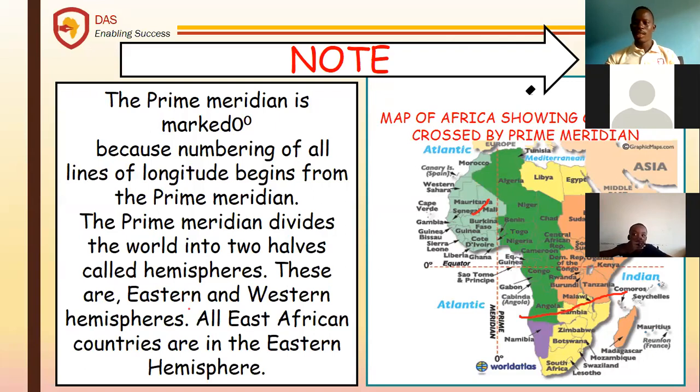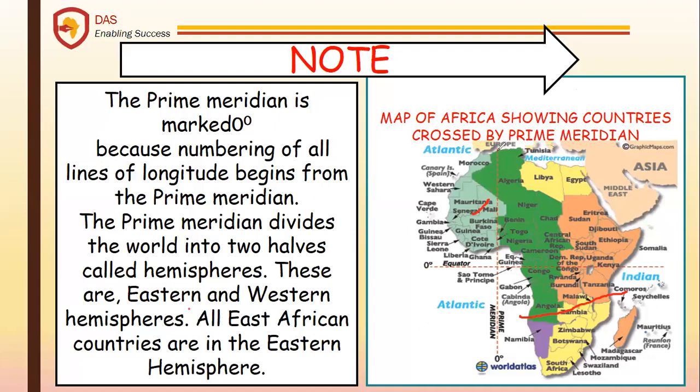Now, I want you to study this map carefully. Look at the map, my dear people. Here is the prime meridian, also called the Greenwich meridian. I'm drawing it. This is where it passes. Now, this part is in the east of the prime meridian. Then this part is in the west of the prime meridian.